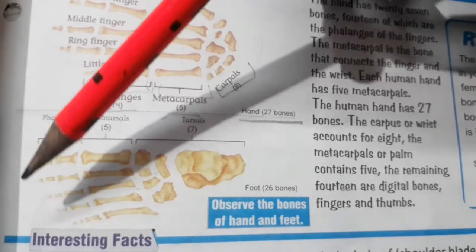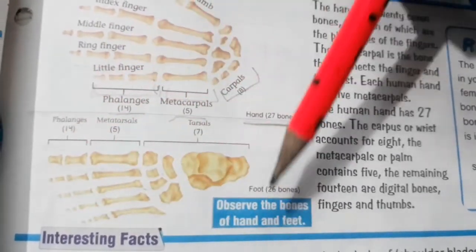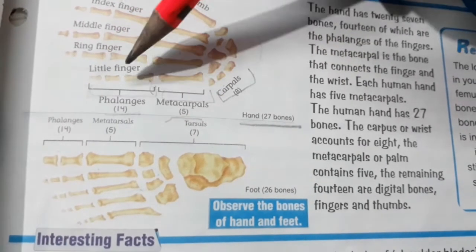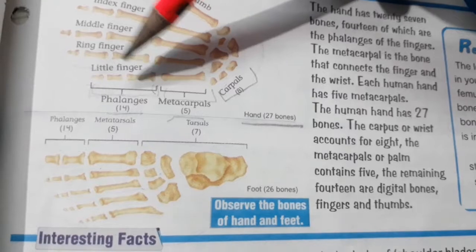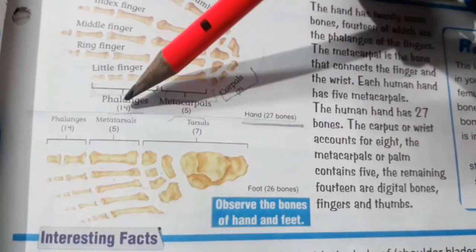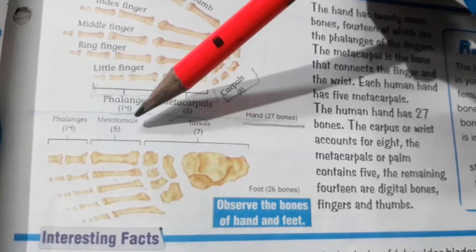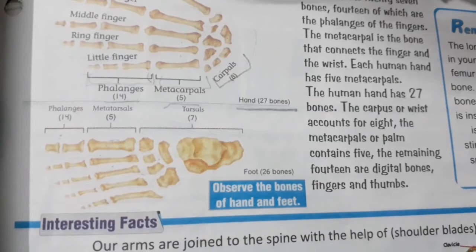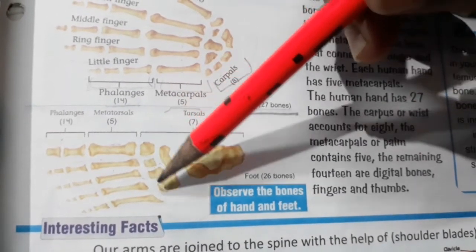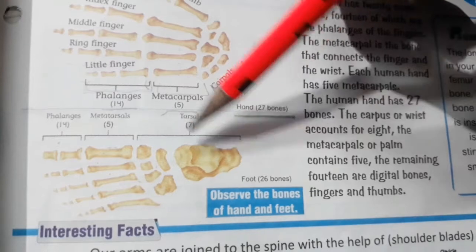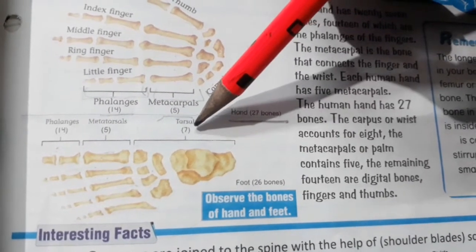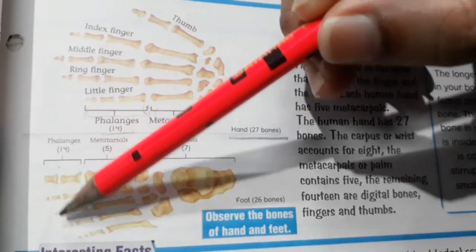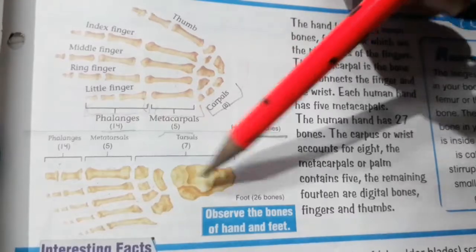Now let us see the foot part. These bones are called phalanges, which are similar to the phalanges in our hand. These bones are called metatarsals, which are 5 in number, and are similar to metacarpals in our hand. Now these bones and this bone together make the tarsals, which are 7 in number, similar to the carpals in our hand. These phalanges together form the toes of a foot.